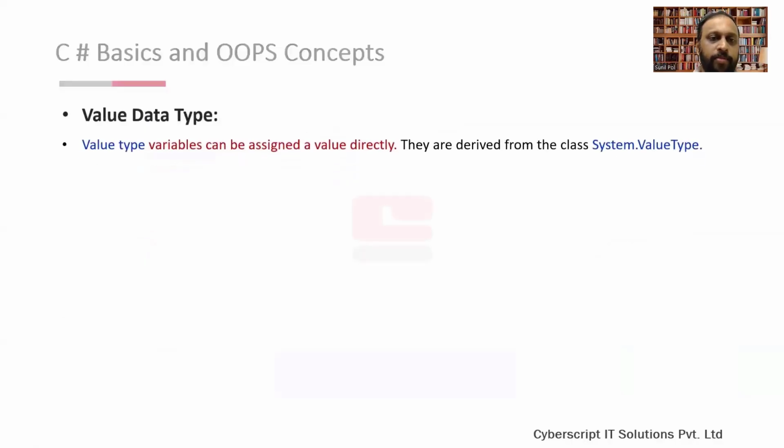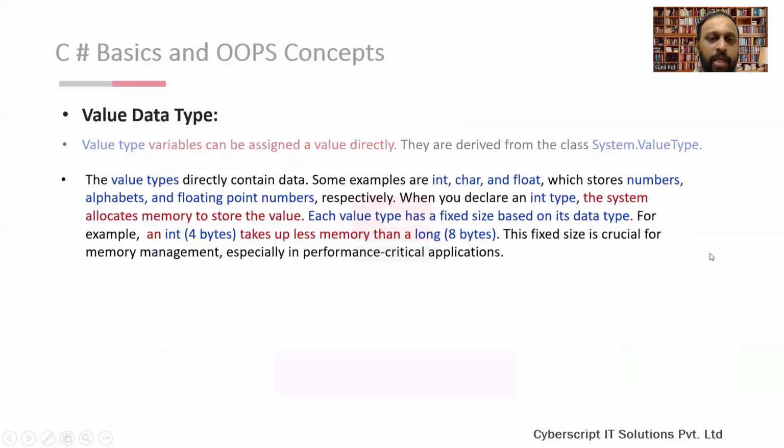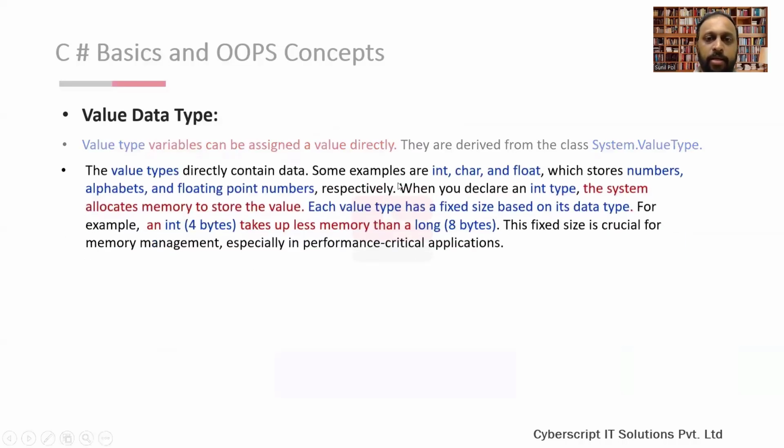So what is value data type? Value type variables can be assigned a value directly. They are derived from the class System.ValueType. The value types directly contain data. Some examples are int, char, float, which store numbers, alphabets, and floating point numbers respectively.